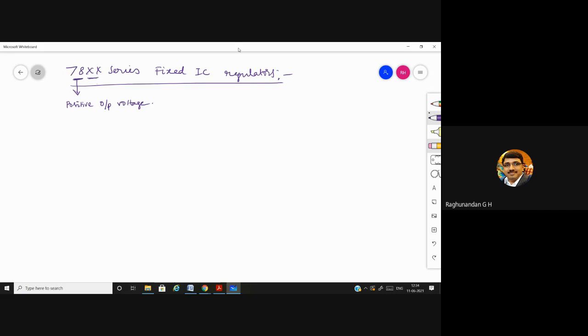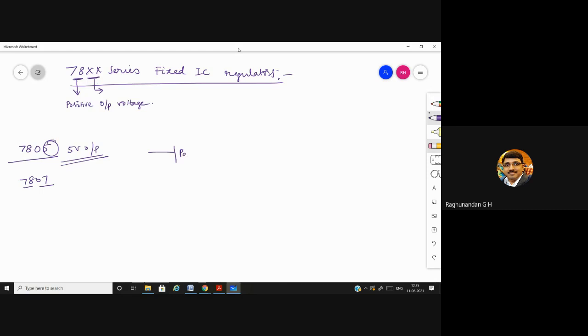This XX indicates how much voltage that IC can give. If you are using, suppose, 7805, this indicates that this IC is going to give a 5 volt output. It regulates 5 volts, so whatever the fluctuation might happen, it gives output as 5 volt. If it is 7807, that indicates positive voltage and it gives 7 volts at the output. That is the meaning.